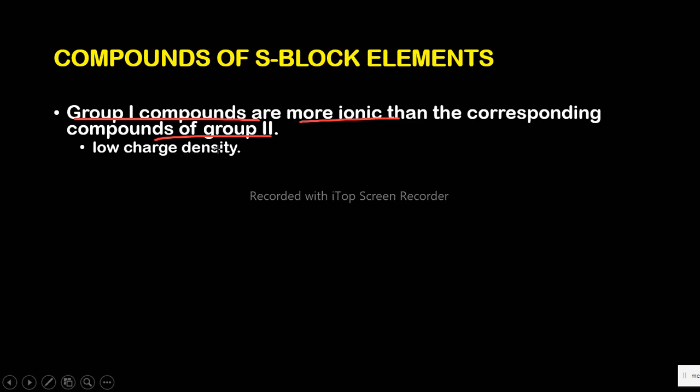In group 2 elements, since their charge is higher and their ionic radius is low, they will have a more polarizing power, okay? Whereby they will highly polarize their compounds. If they are carbonates, they will highly polarize the carbonates. If they are chlorides, they will highly polarize the chlorides, making their compounds less ionic, okay, as compared to their corresponding group 1 elements.